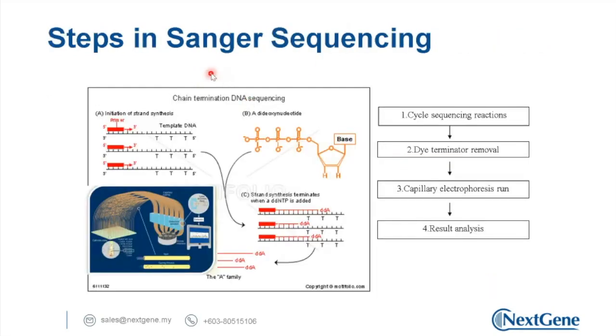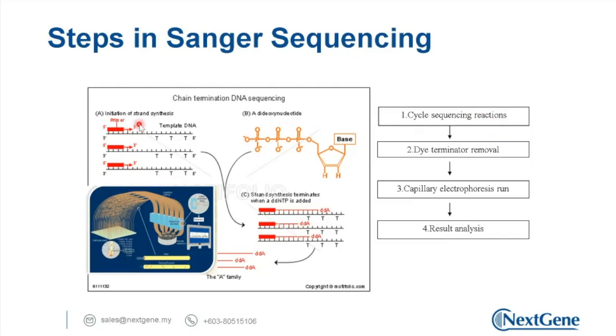Okay, here I'm showing the steps involved in Sanger sequencing. So the first step of Sanger sequencing, after we send to the sequencing house, of course, we will perform the quality check. Once the quality check shows that the product is good enough to move on to sequencing, the first step is what we call a cycle sequencing reaction.